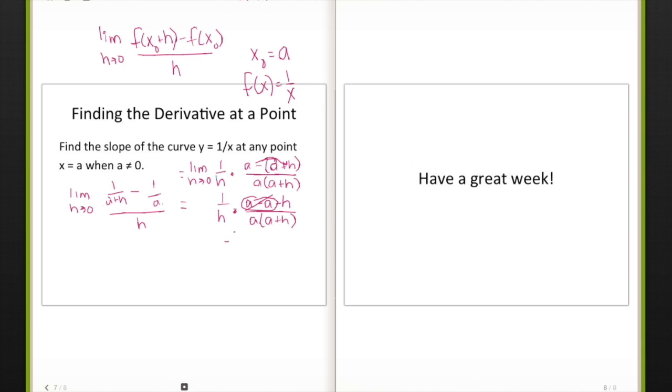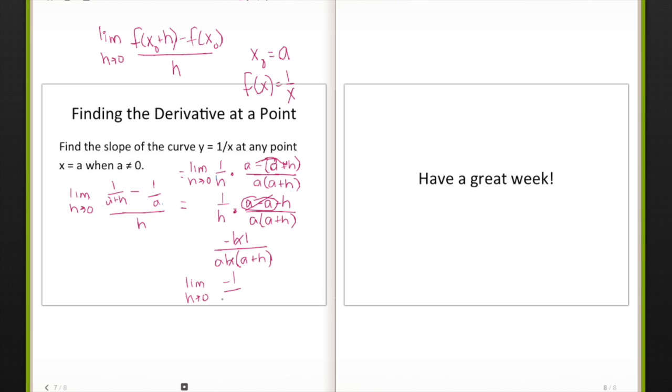We have a minus a, which we know is going to cancel out, which leaves us with negative h on top. If we multiply across the bottom, we'll get a times h times a plus h. Now we have an h on top and an h on bottom. We'll be left with a 1 on top and just the a times a plus h on the bottom.